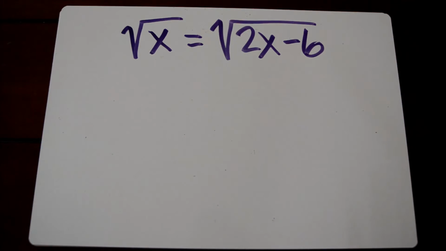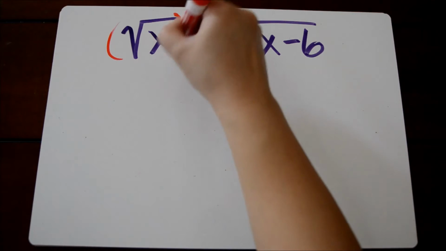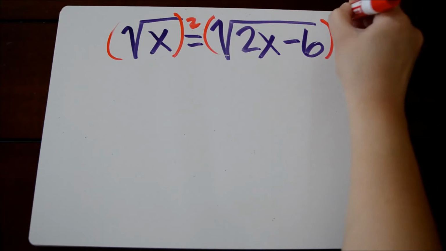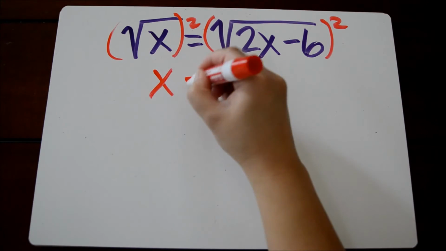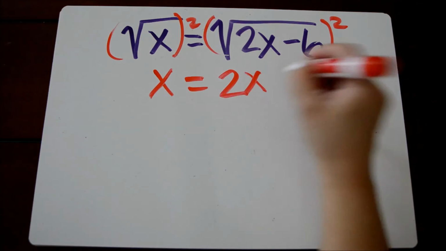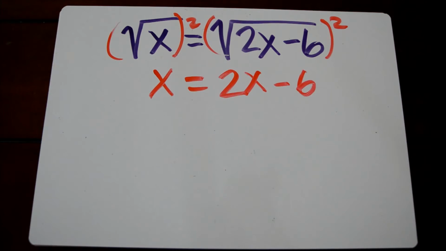This example is a little different because we have radicals on both sides. Since we can't isolate it, we're just going to square both radicals. And that will get rid of the square root symbol. So we're left with x equals 2x minus 6. This becomes a linear equation.